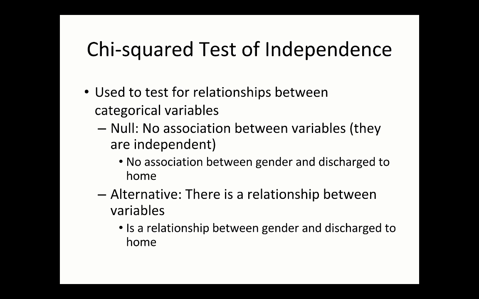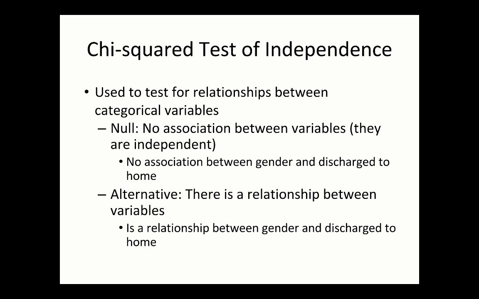The first step is to state the null and alternative hypotheses. For a chi-square test, the null hypothesis is that there is not an association between variables. That is, the variables are independent. Conversely, the alternative hypothesis is that there is a relationship between variables.